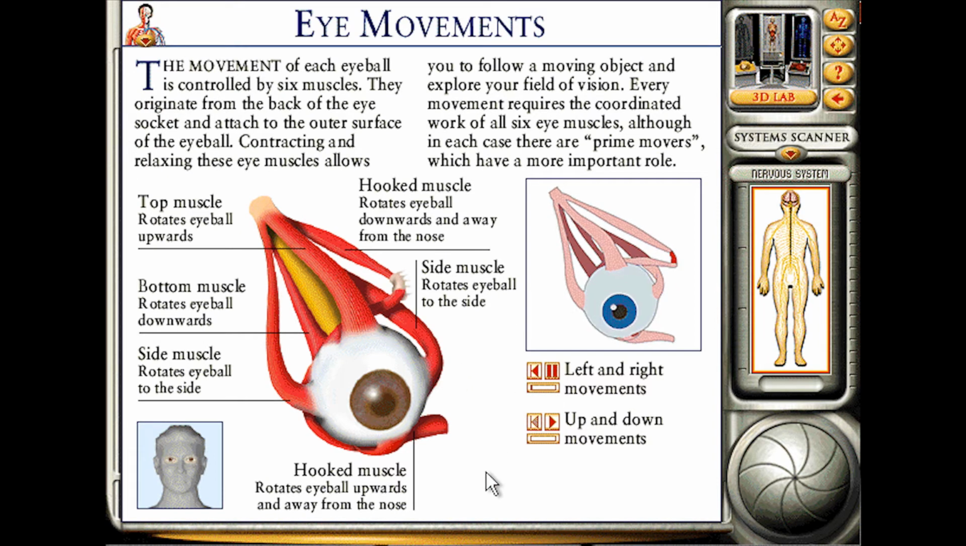Your eye is moved from side to side by two different muscles. One is attached to the left side of the eyeball, and when it contracts, it pulls the eye to the left, or your right as you watch the screen. When the muscle attached to the right side of the eyeball contracts, it pulls the eye to the right.